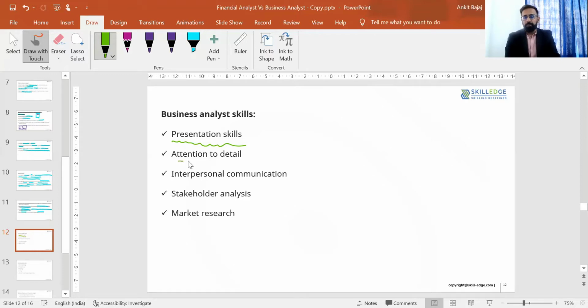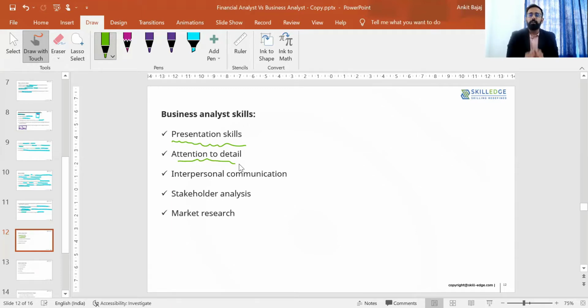Attention to detail. So definitely if you are trying to find out the problem, right? So definitely you should have detailed knowledge about the policies, procedures, and internal controls of companies. If you don't have detailed knowledge, if you don't study the detail about those policies and internal controls, then definitely you won't be able to understand what problem the organization is facing.